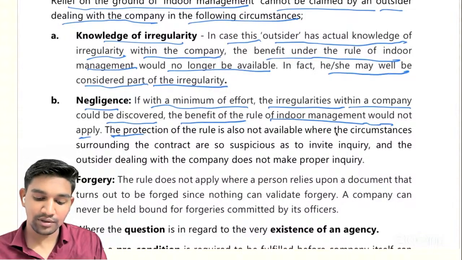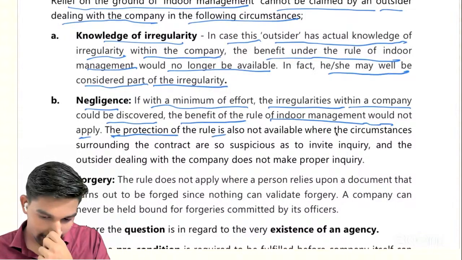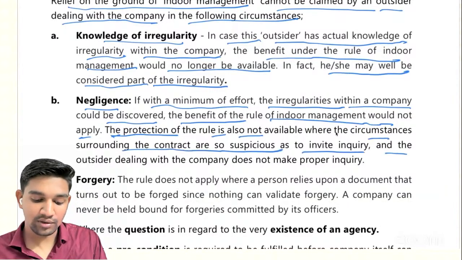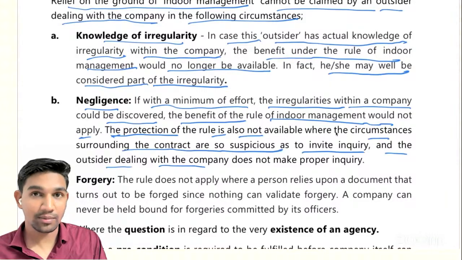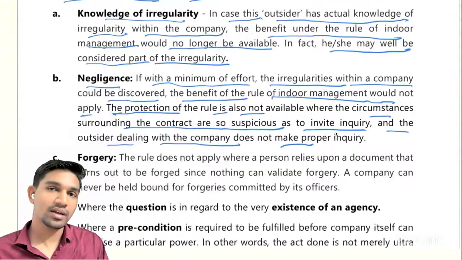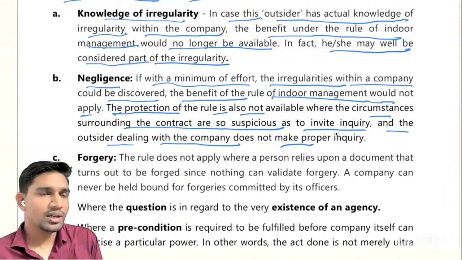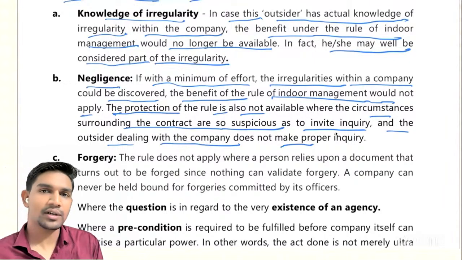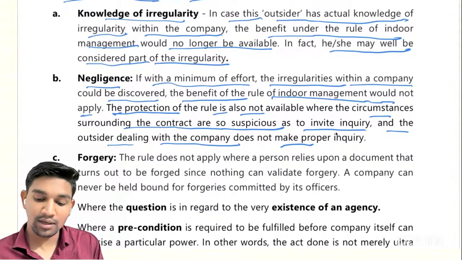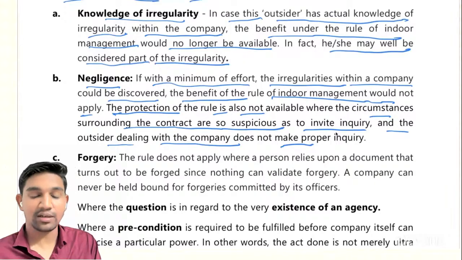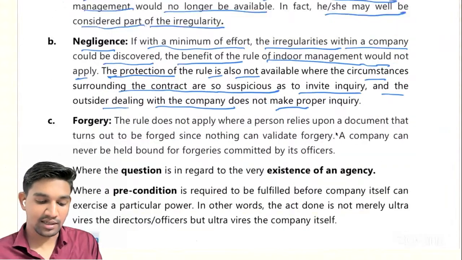The protection of this rule is also not available where the circumstances surrounding the contract are so suspicious as to invite inquiry, and the outsider dealing with the company does not make proper inquiry. So if you are negligent in making proper inquiry, or if with a minimum of effort the irregularities within the company could be discovered, the benefit of the rule of indoor management would not be applied in that case.